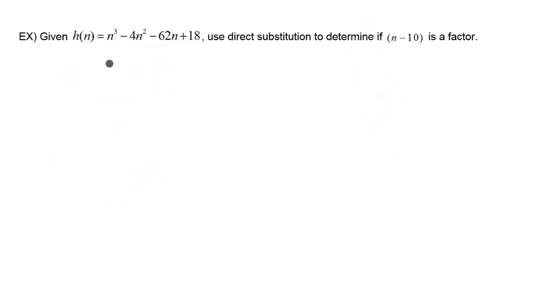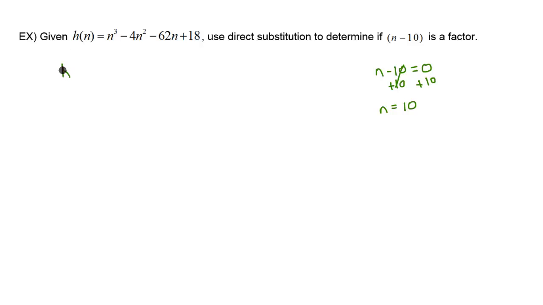In the second example, we're going to use that same idea, but now we're trying to figure out if n minus 10 is a factor or not. We use the 0 that gets matched up with that factor with direct substitution to figure that out. So if n minus 10 is our factor, set this equal to 0 to figure out what our 0 would be. Add 10 to both sides. That cancels out, and I'm left with n equals 10. That's going to be the 0, and that's going to be our input that we plug into h of n.